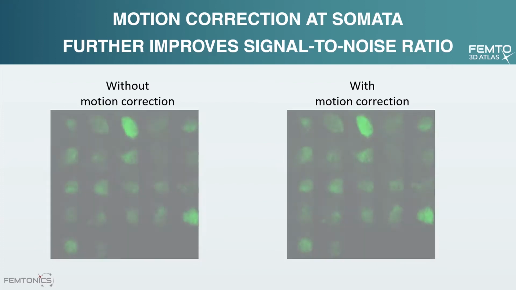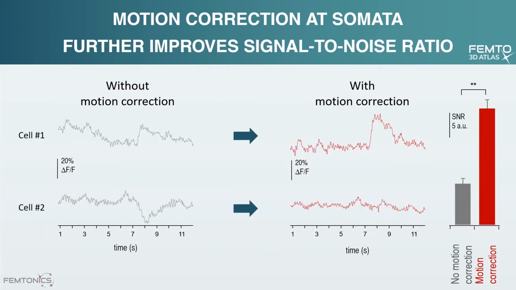To appreciate this feature, please look at the two example time series taken from this recording. The raw signals contain motion-induced fluorescence changes that can confound the interpretation of your data. On the motion-corrected time series, you can see that in the motion-compensated signal, only actual fluorescence changes remain. In other words, motion correction brings you a massive increase in signal-to-noise ratio, quantified on the bar plot to the right.